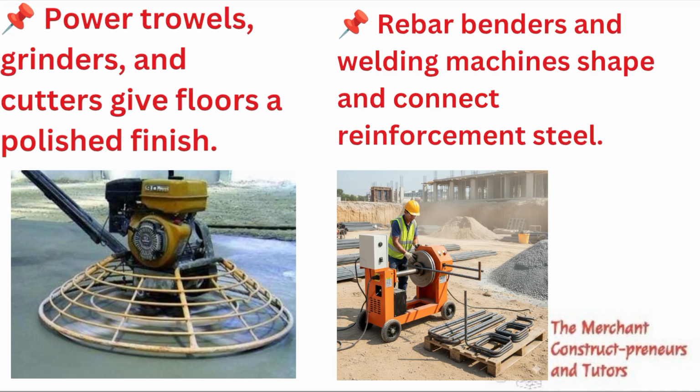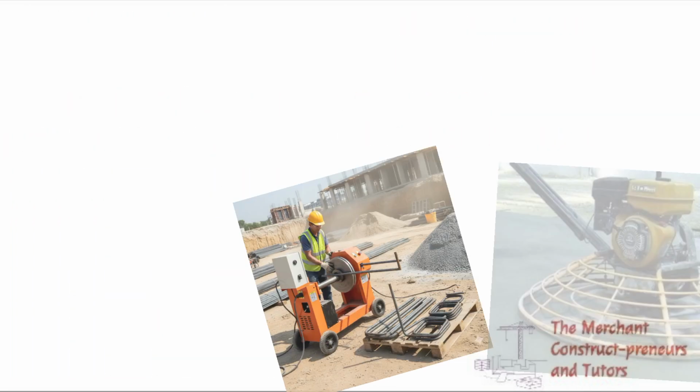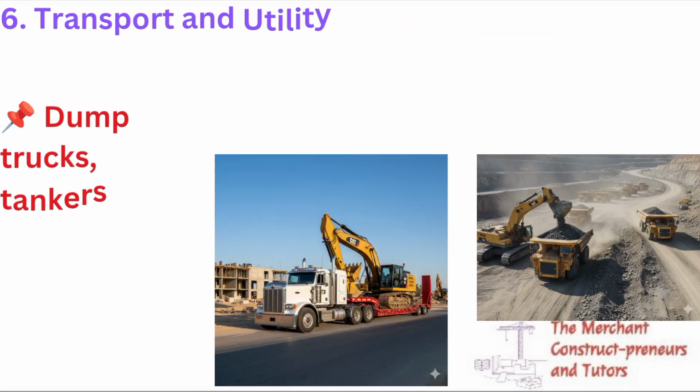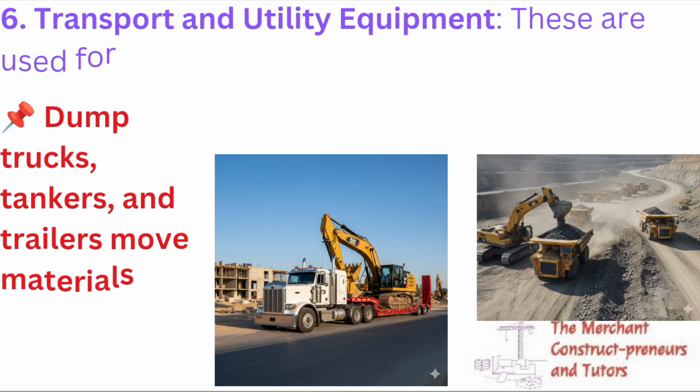Power trowels are used for floor finishes, right? Just as you can see. Then the rebar benders and welding machine: this one bends the reinforcement to the desired shape and makes work easier instead of the workers coming to bend them one after the other. This can actually bend more and achieve more results. That's why it's called construction equipment, right?